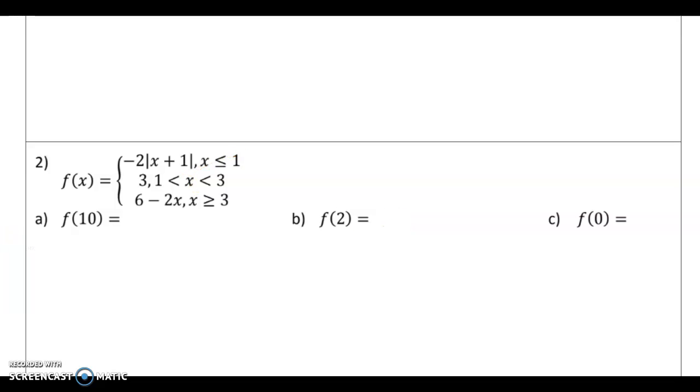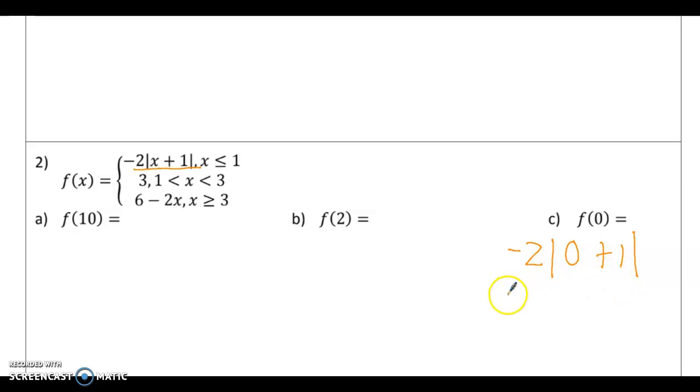Okay, let's just do it one more time. So let's say f of 0. So I got to figure out which one of these pieces I am going to use. So 0. Okay, is 0 less than 1? Yes. So I'm going to use this first function. So I have negative 2 times the absolute value of 0 plus 1.